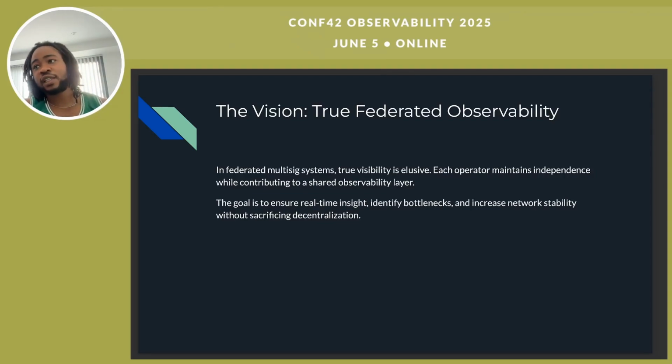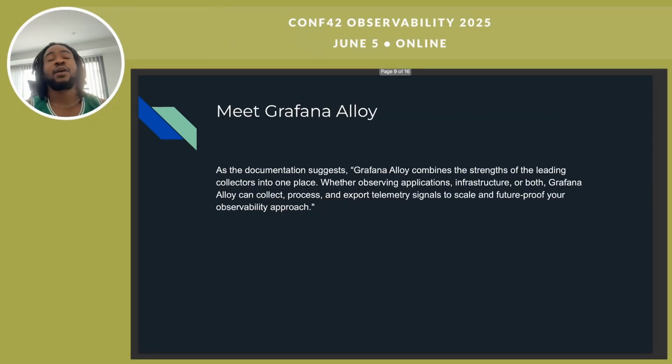What utility can be used to enhance that shared observability layer, where the goal is to ensure real-time insight, identify bottlenecks, and increase the network stability without sacrificing the true core of decentralization? We introduced Grafana Alloy here as the tool being used, tested, and proven.